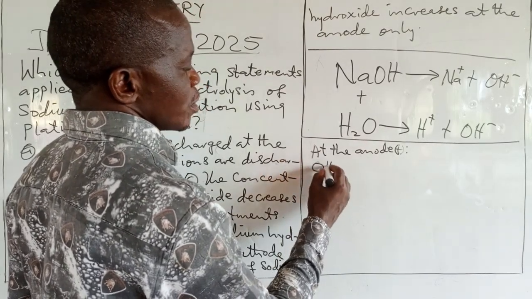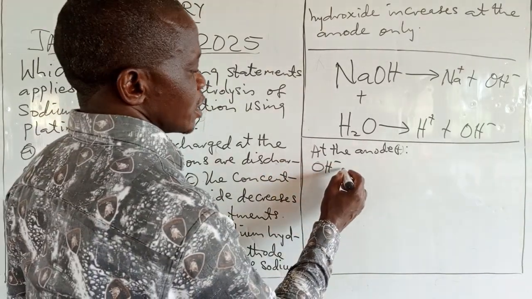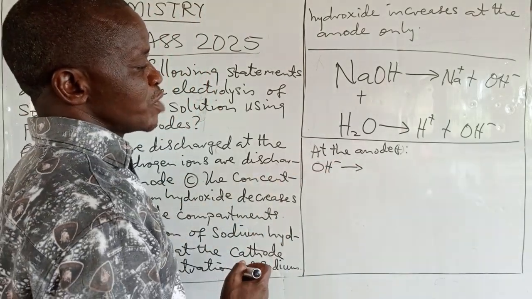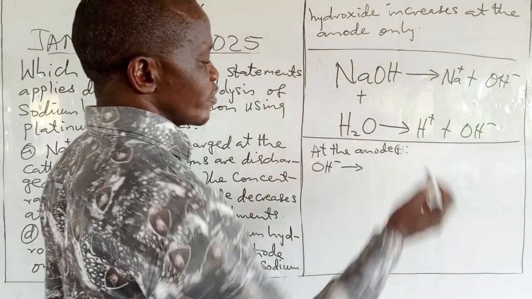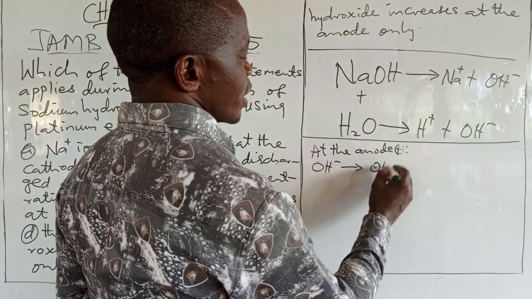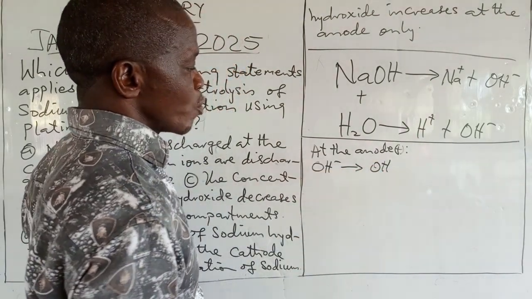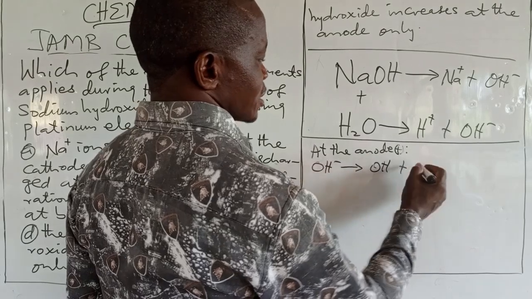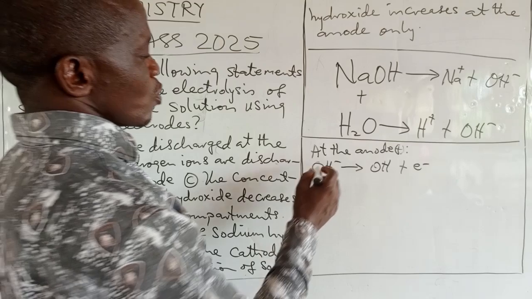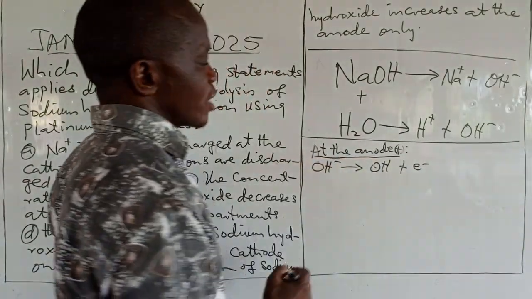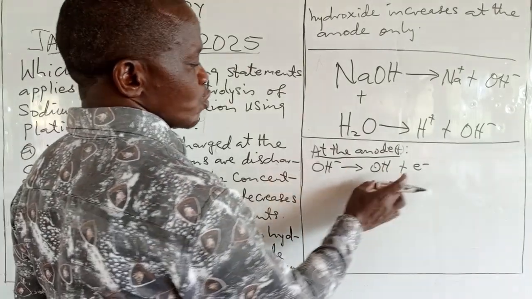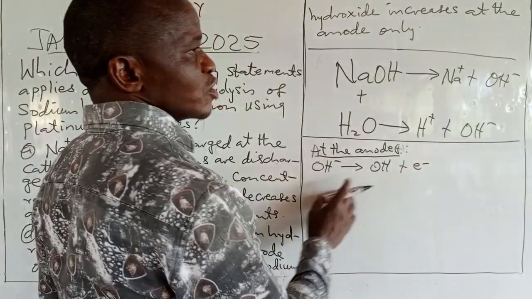So OH- will donate the excess electron that it has. This minus you are seeing means excess electron is there. So it gives it out to the electrode, and then they will turn to OH group, and that electron that was donated will start flowing down to the cathode. So this is at the anode. Now, that is not the end. Another one will do the same, another one, plenty of them will do that.